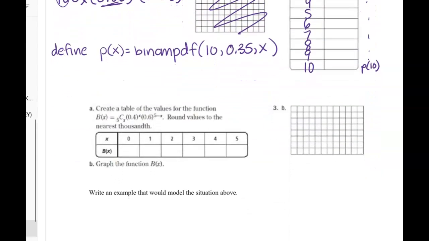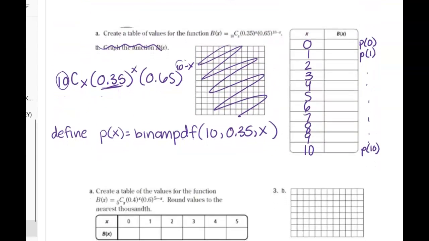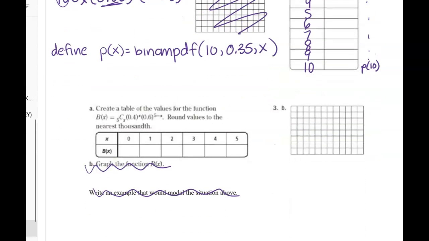And then do the same thing with this one, okay? And don't worry about the graph, and don't worry about writing an example, okay? So independently, please do this problem part A and this problem part A, and then also do your homework.